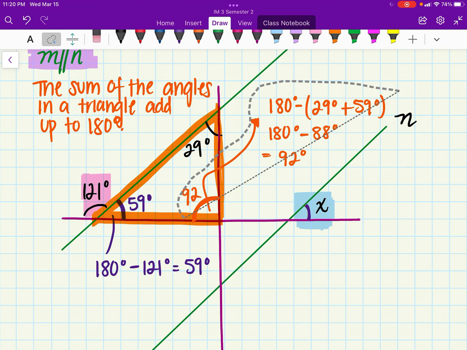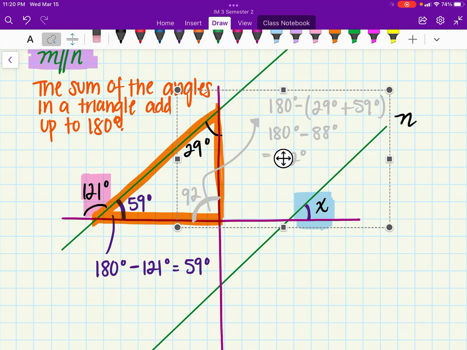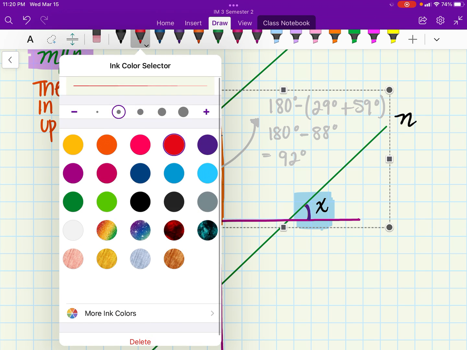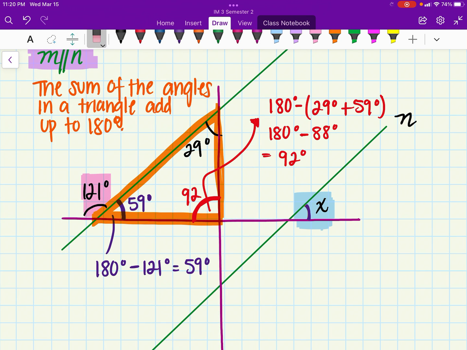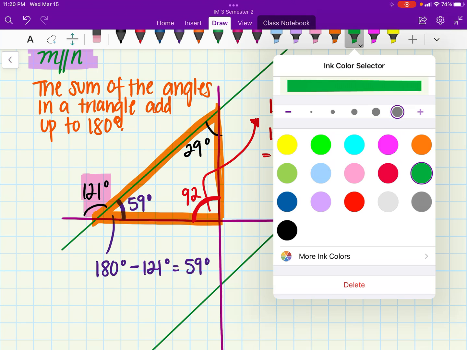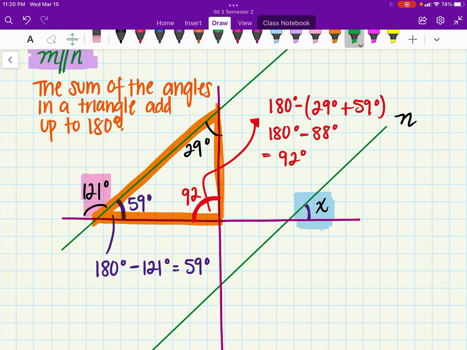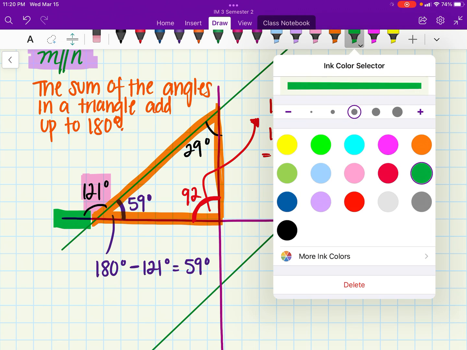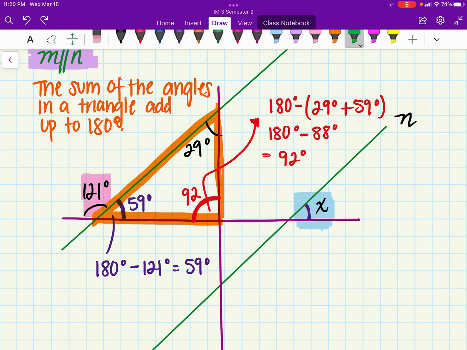See if I can change the color here. Let's do it red, thinner red. There you go. So in this case, we found those angles. Now, your question is, how do we apply that to what x is? I want you guys to take a look at the following. I'm going to go over it in green. Let's get a thinner one. I want you guys to take a look at this line and our parallel lines.